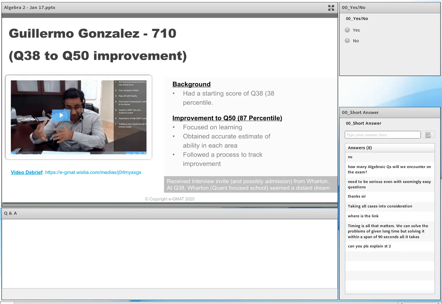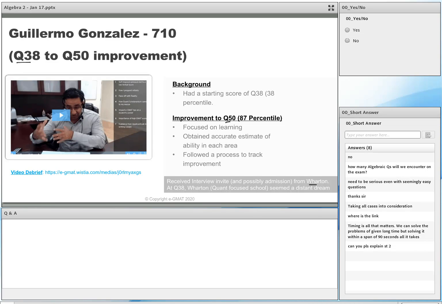There were also some areas where he was not that strong, so he went through the concept files, went through the application files, and then got a proper hold on algebra. He then used the scholarinium tool, essentially measured all the data points that he had, and then improved to a Q50, which is around the 87 percentile on the GMAT. And then he also got an interview invite from Wharton. And if you consider Wharton at a Q38, Wharton is nowhere inside the radar, right? So that's what I'm talking about.